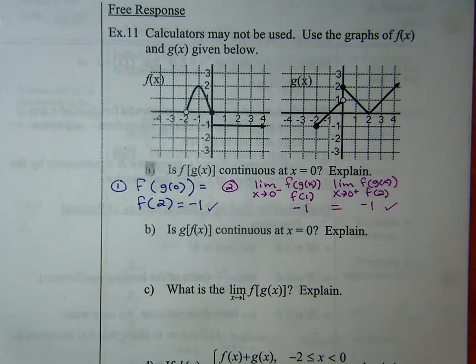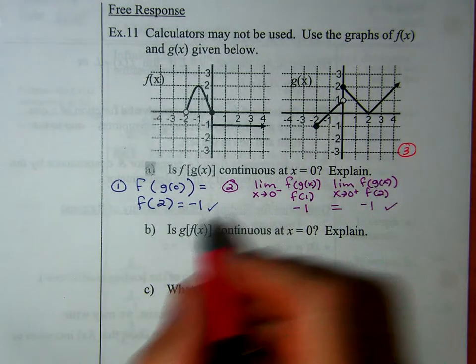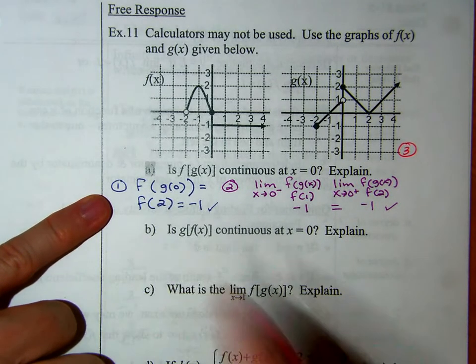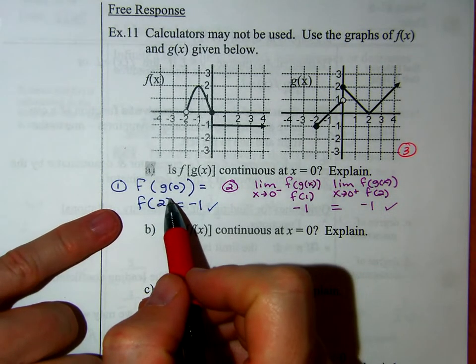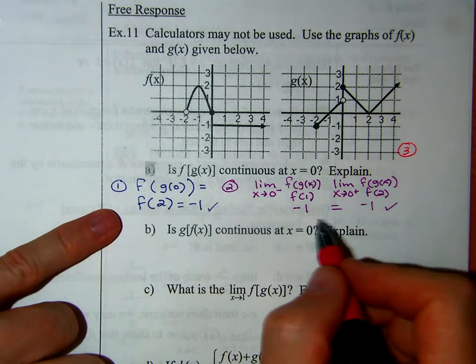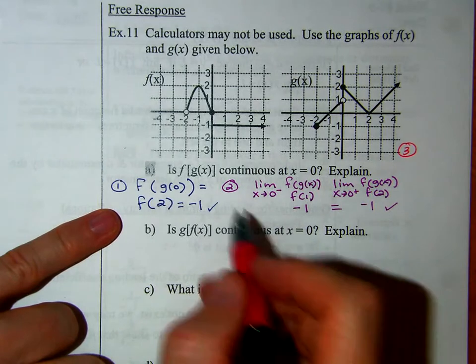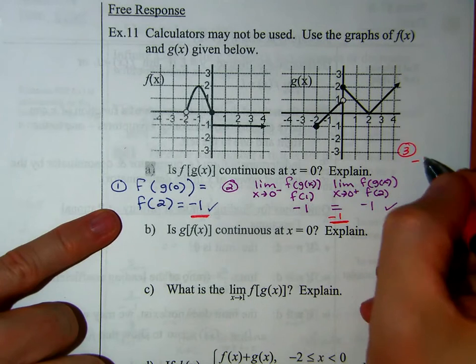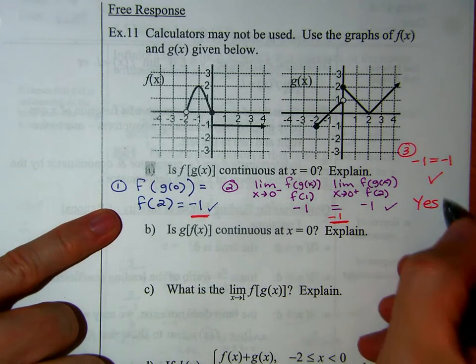All right? And finally, for the third step, f of g of 0 has to equal the limit. And we can see the limit was -1 and the function was equal to -1. So -1 equals -1. Put that here, -1 equals -1. So yes, it's continuous. Okay?